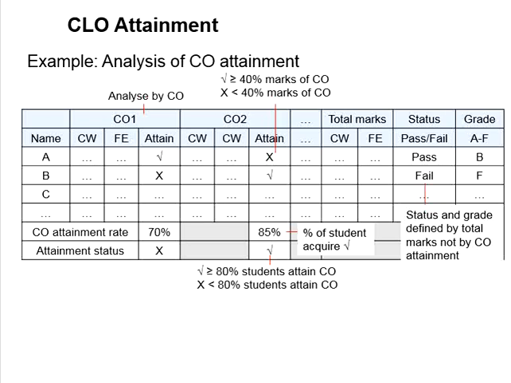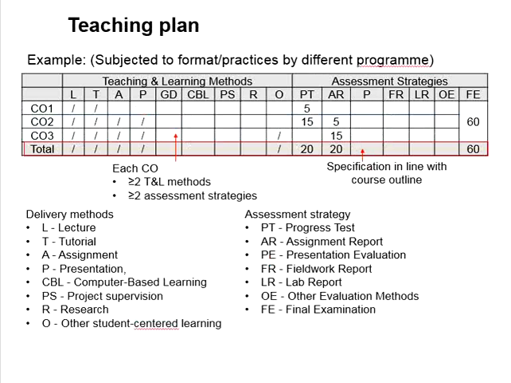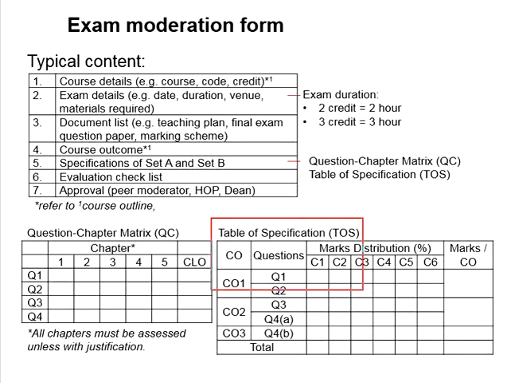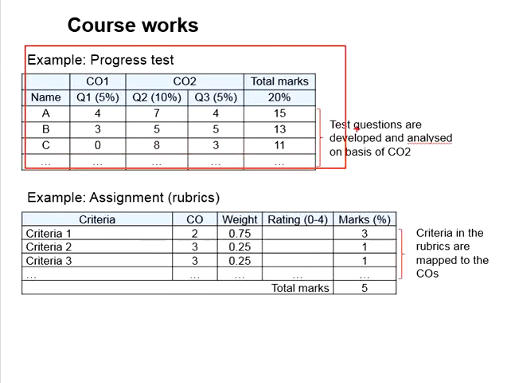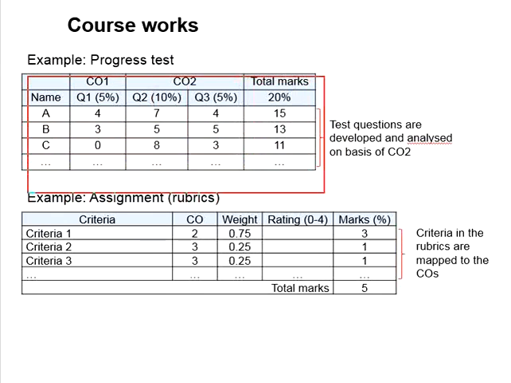First, let us look at the analysis for the CO attainment. Remember, in your teaching plan, you have identified the allocations of the marks for the coursework, and then in your table of specifications, you have also identified the questions with respect to different COs and how the marks are allocated in accordance to the COs. And then after you have conducted the assessment, you collect the students' results and classify them in accordance to the respective COs. Same goes to the assignment.